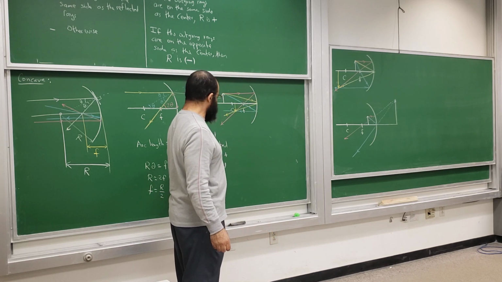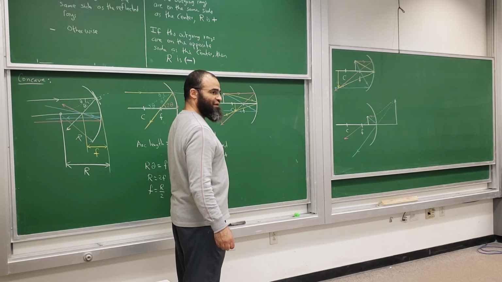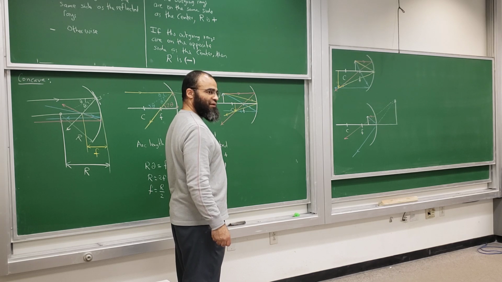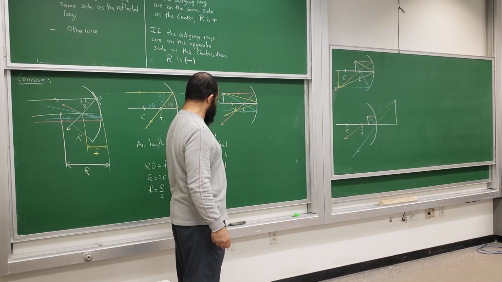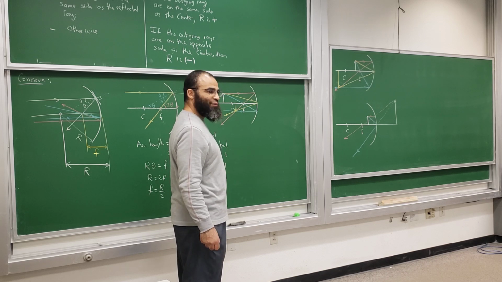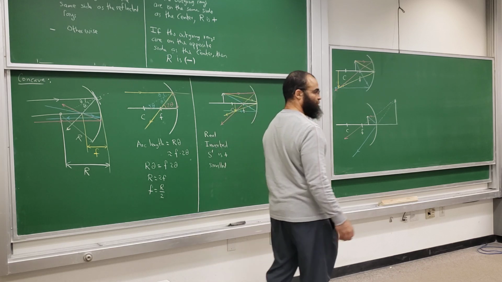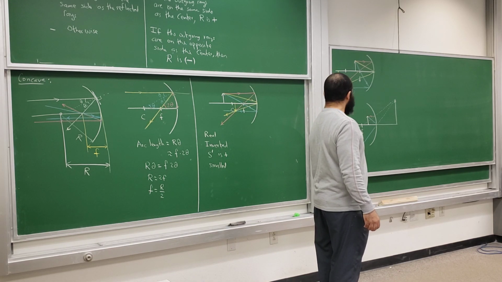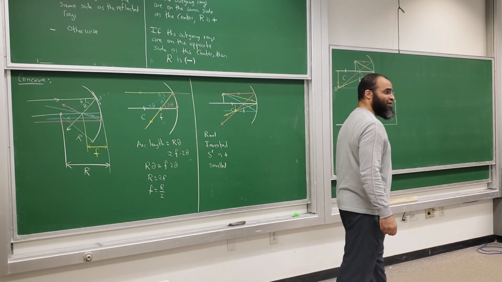So let's look, real or virtual? In this case, it's virtual, so it's not real. Upright or inverted? It is upright. The arrow is not upside down. S prime is negative. Smaller or larger? Larger. So basically, everything is just the opposite of this. Yeah. So because they don't intersect, we see them in the mirror? Yeah, it's behind the mirror.